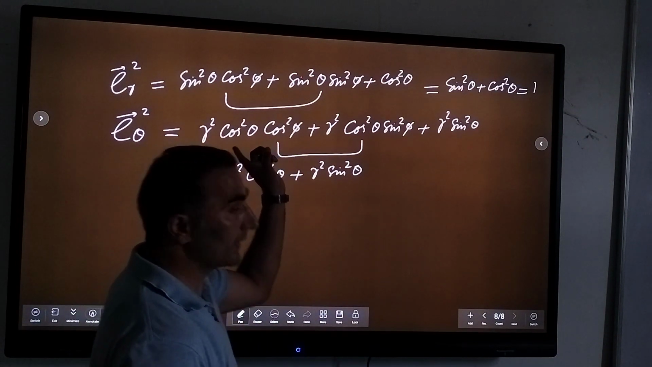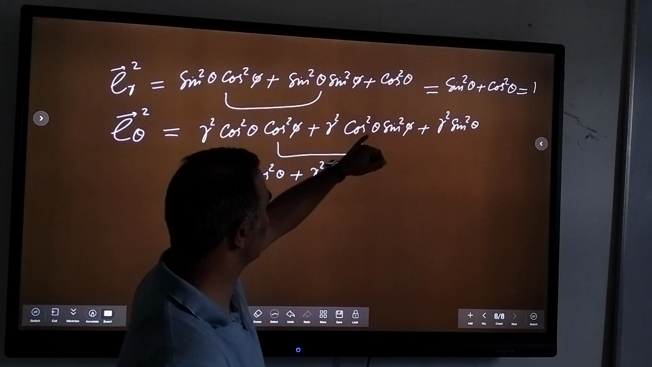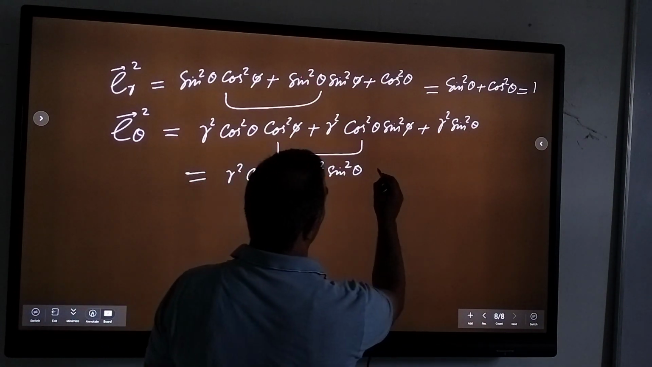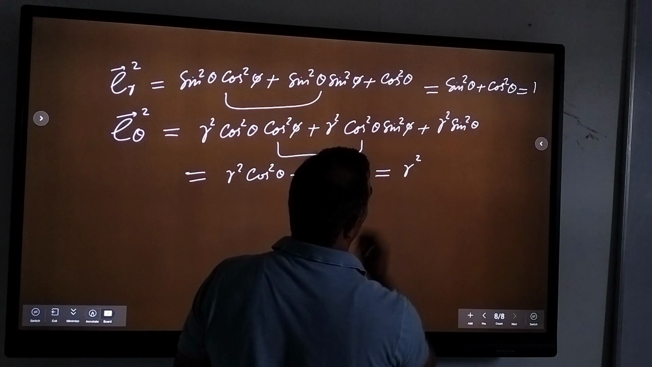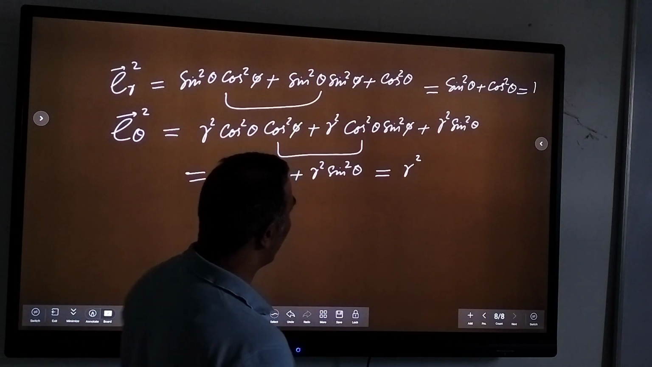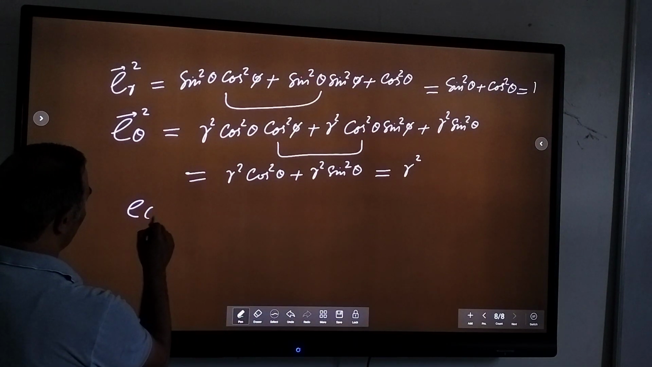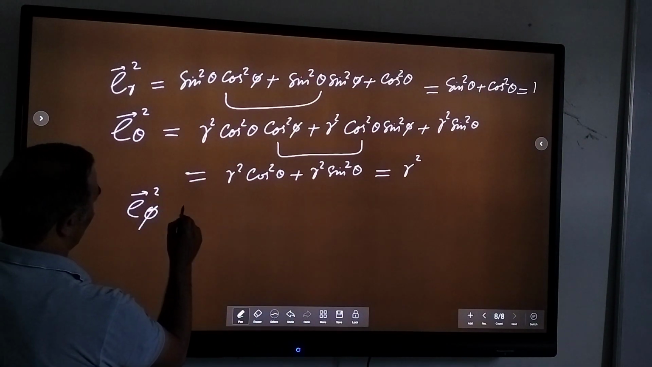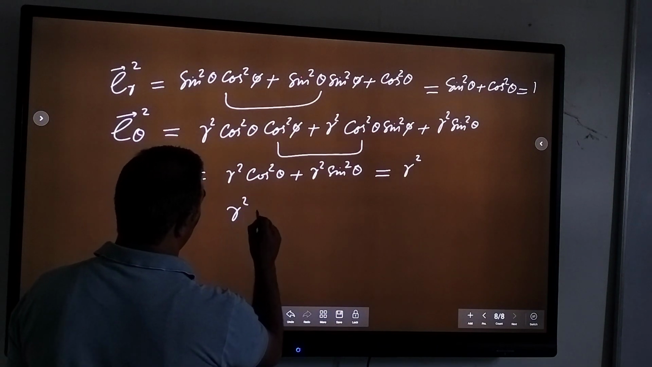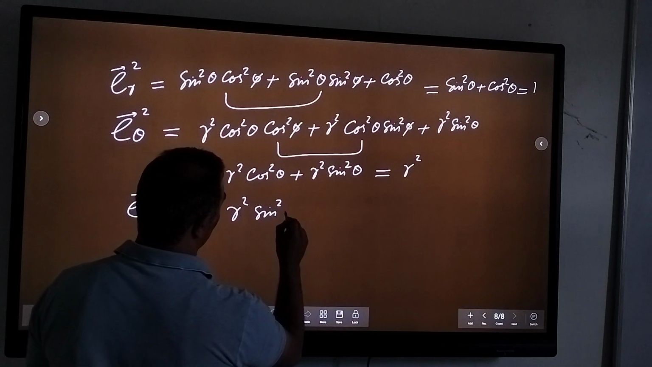Because when you take that r square cos square theta out, inside will be sin square phi plus cos square phi, that's equal to 1. So we'll get this one. So this will be equal to r square. So that means our e theta square comes out to be r square, right? And similarly, if you now calculate e phi square, that will be equal to r square sin square theta.